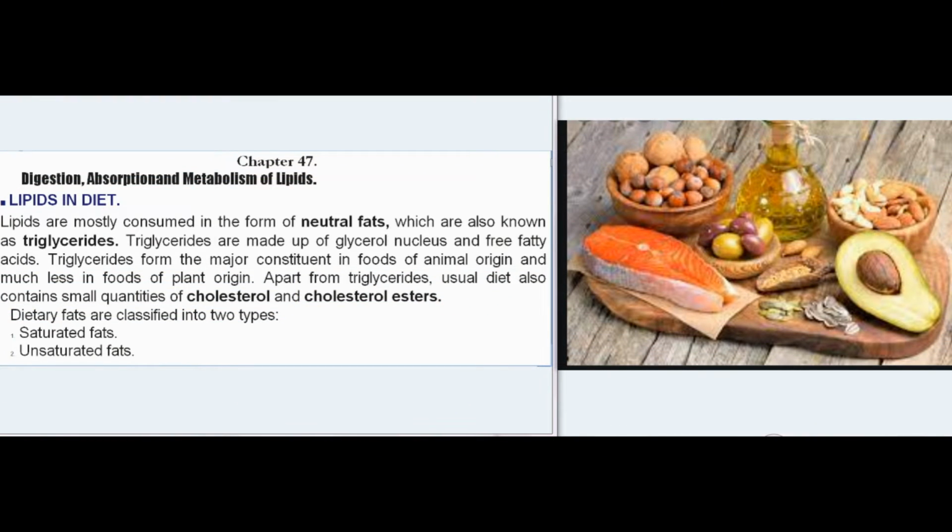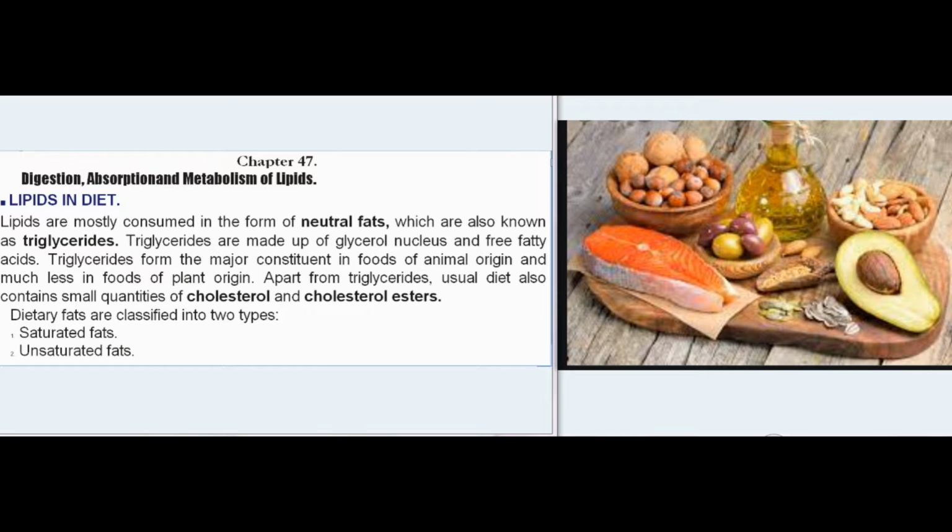Chapter 47. Digestion, Absorption, and Metabolism of Lipids. Lipids in diet. Lipids are mostly consumed in the form of neutral fats, which are also known as triglycerides. Triglycerides are made up of glycerol nucleus and free fatty acids.